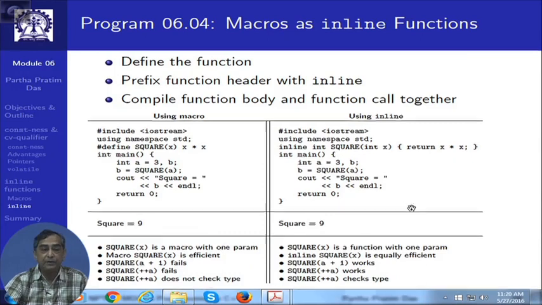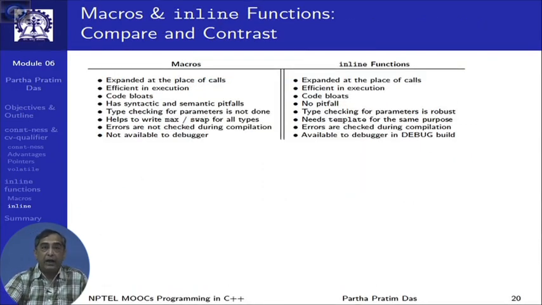So, inlining helps to get the benefit of the macro to a good extent, while it protects the basic properties and the types of functions. So, if we can just compare them side by side, macros are expanded at the place of call.